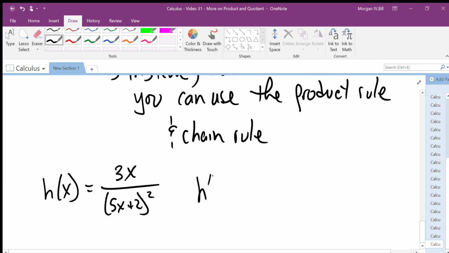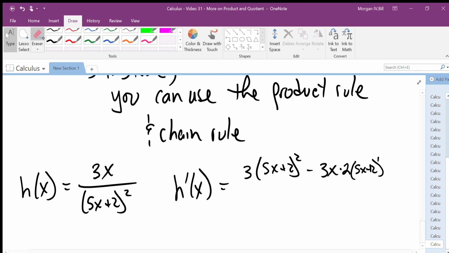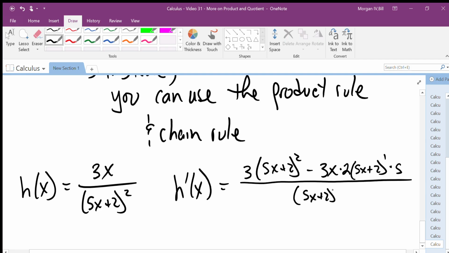All right, so h prime of x, this is the regular quotient rule, is the derivative of the top, that's 3, times the bottom, 5x plus 2 squared. Minus, leave the top, 3x, times the derivative of the bottom. Now we'll have to do chain rule here, so we'll bring the 2 down, times 5x plus 2 to the first, times the derivative of the inside, which is 5.